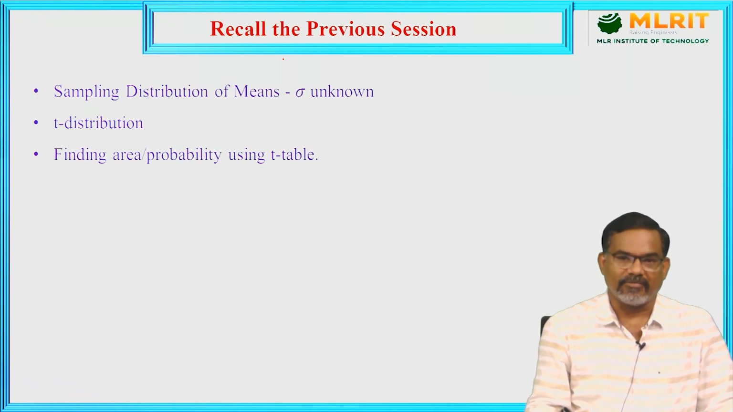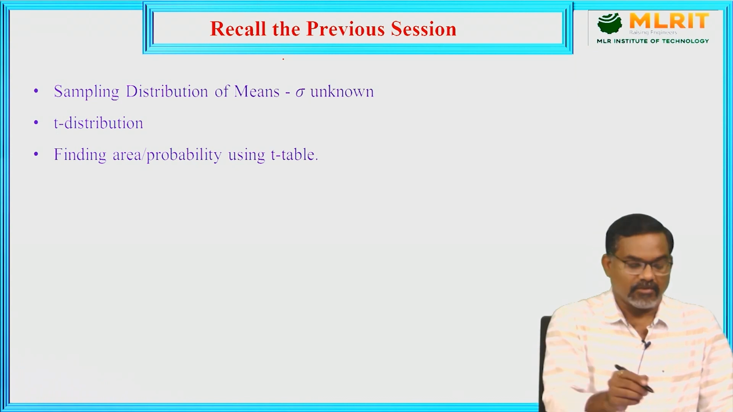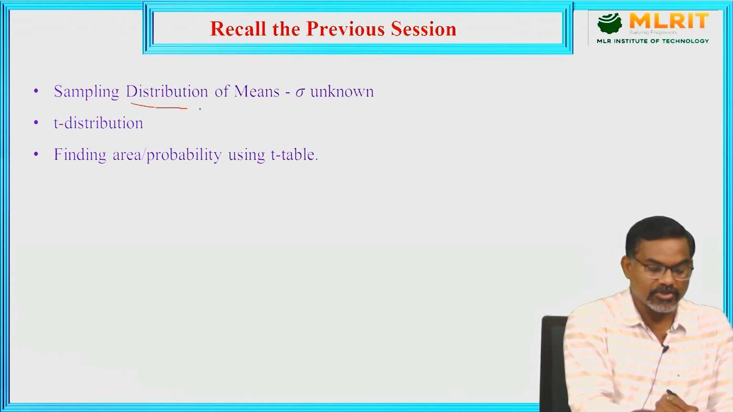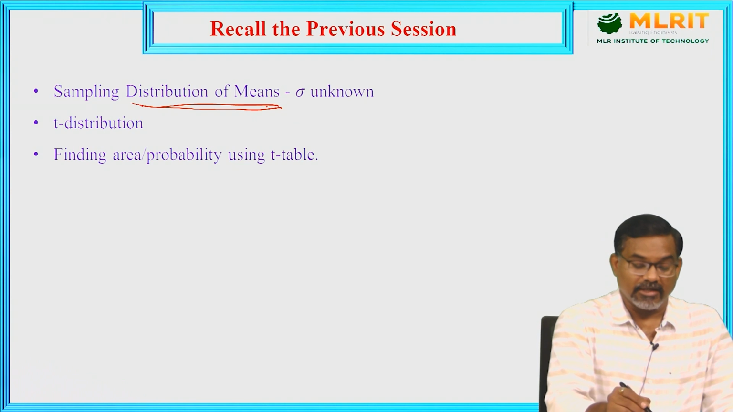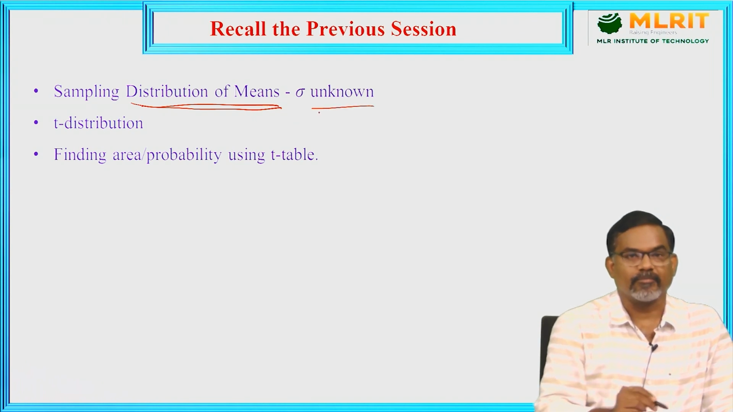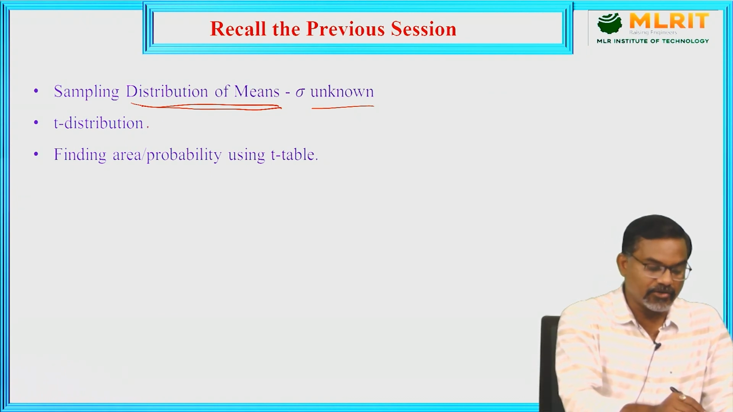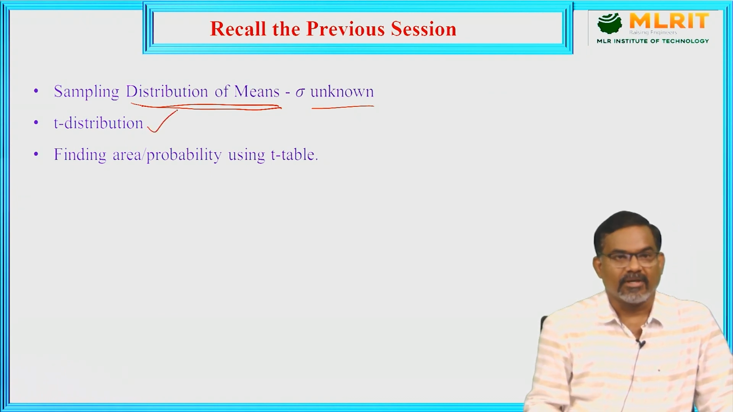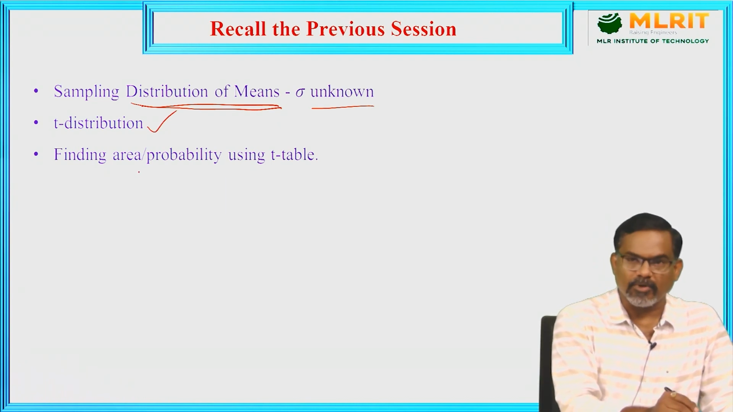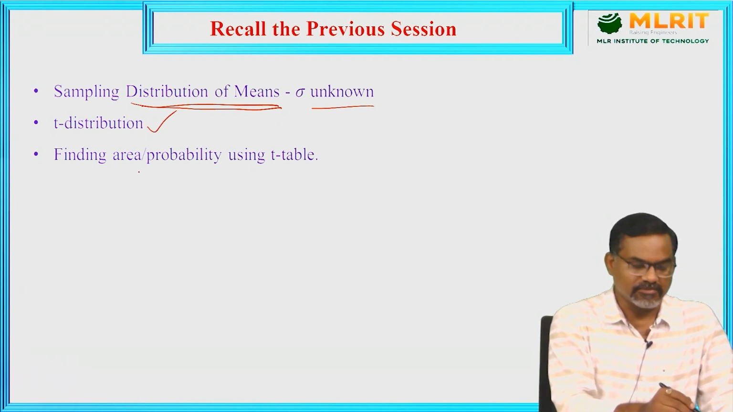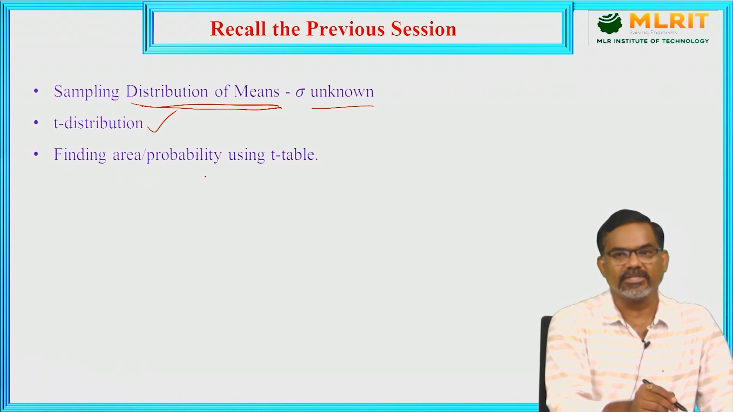Let us recall the previous session. In the previous session, we discussed the sampling distribution of means, in the particular case where sigma is unknown. In that, we introduced the t distribution and solved some problems on it, that means finding the area or probability using the t table.